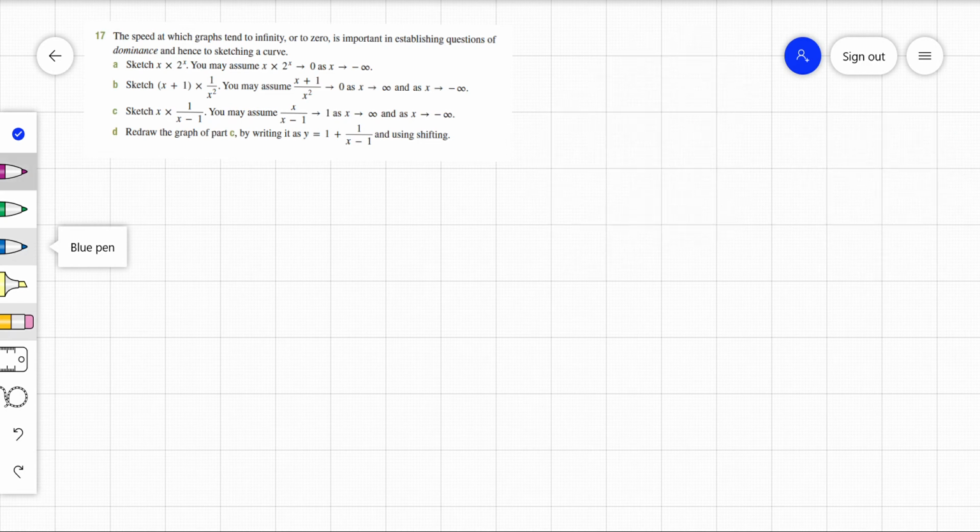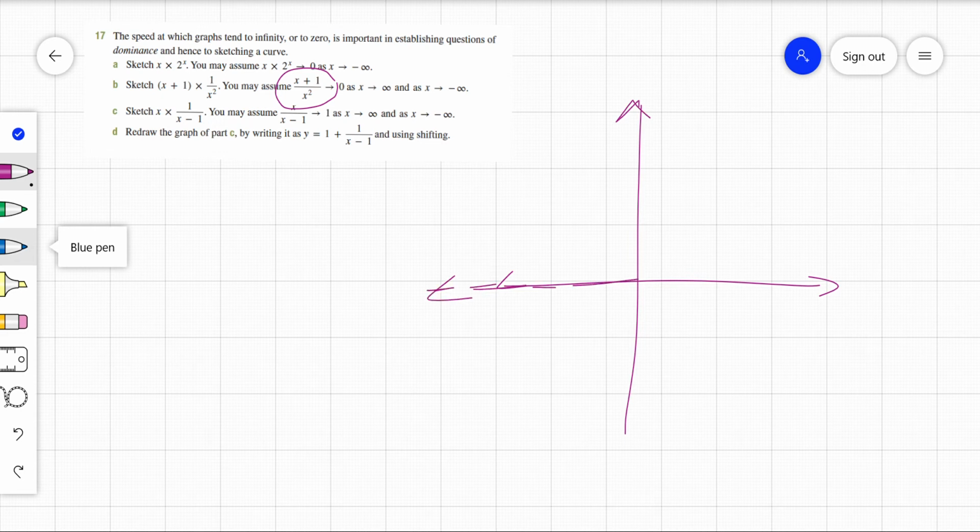So we've got x plus 1 times 1 on x squared. All right, so this is a little bit of a weird one, but you can see that as x goes to infinity, x squared is going to go quicker than x plus 1. So it's going to go towards 0. And it doesn't matter if it's negative or positive. All right, so it's going to go towards 0. So we've got this graph. We already know that as we go out to the edges, it's going to go towards 0 there.